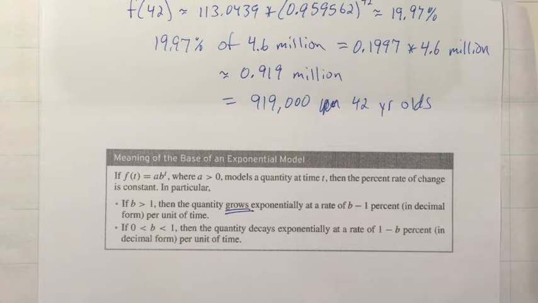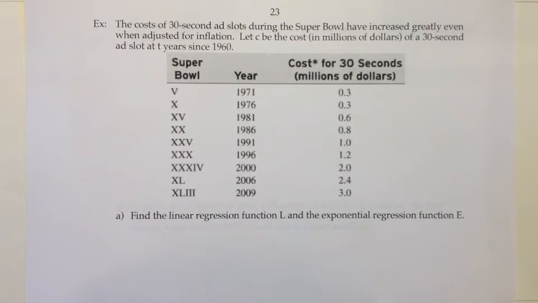to interpret that. The costs of 30-second ad slots during the Super Bowl have increased greatly, even when adjusted for inflation. Let C be the cost in millions of dollars of a 30-second ad slot at T years since 1960. And then they've listed some different Super Bowl numbers with the Super Bowl year and the cost in millions of dollars for the ads. So they want us to find the linear regression function and call that L, and the exponential regression function and call that E for this data set.